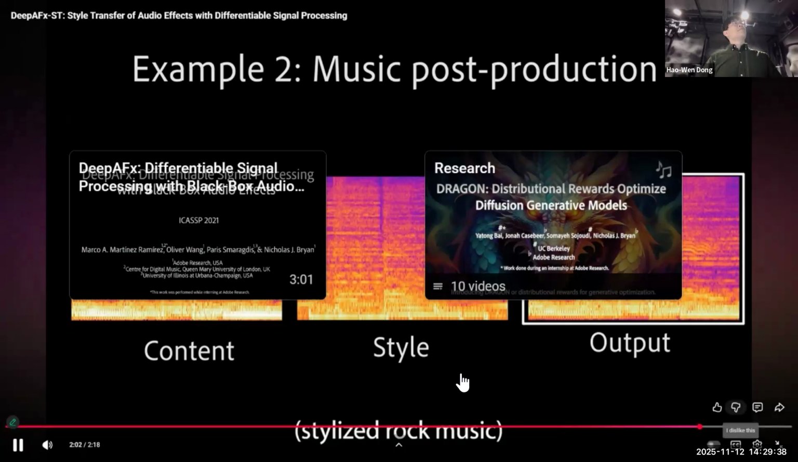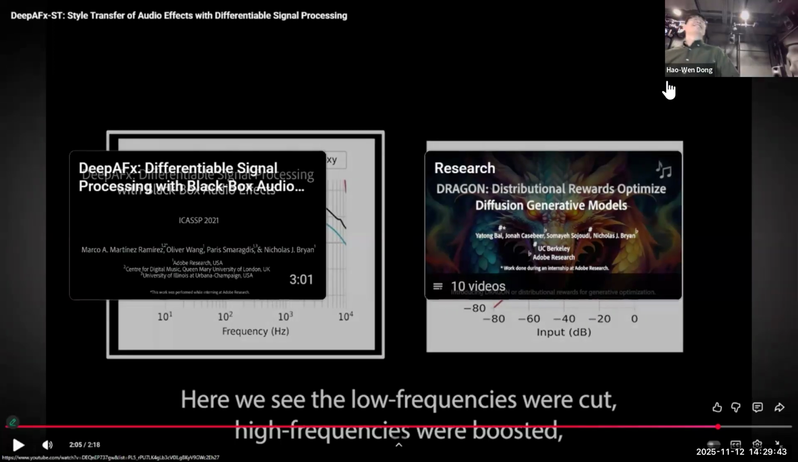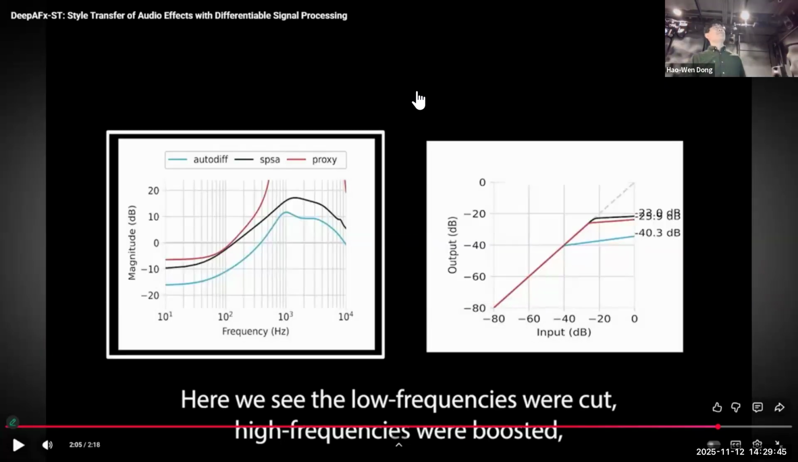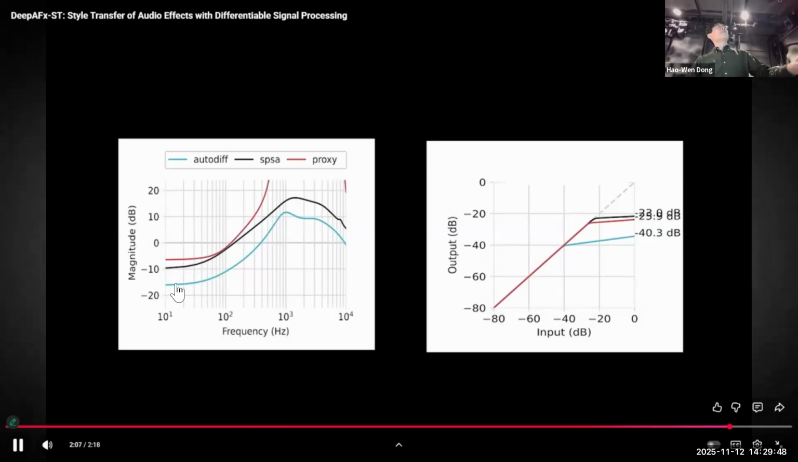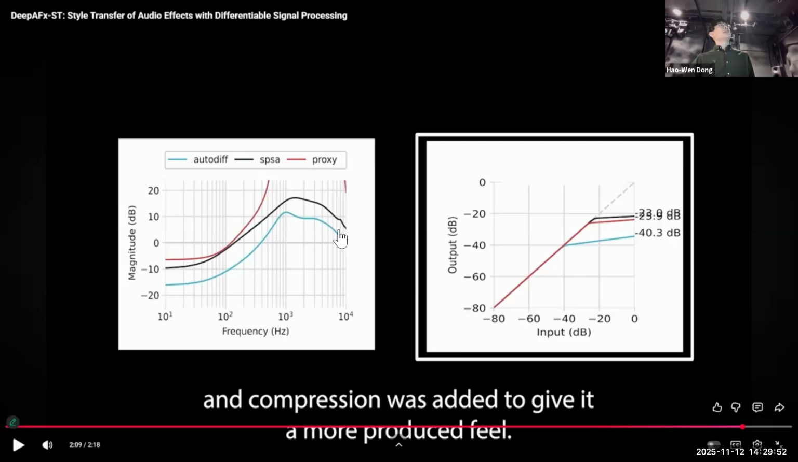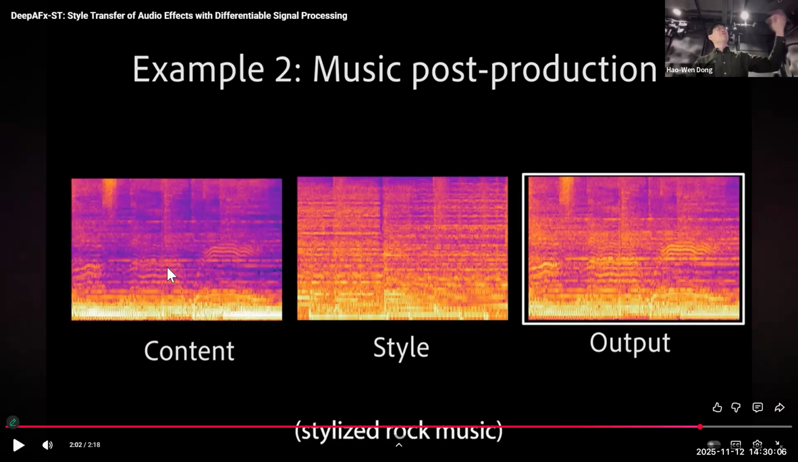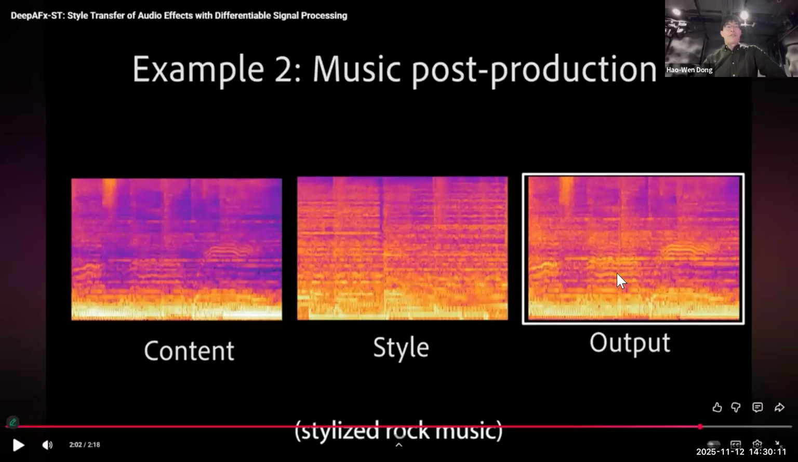Here we see the low frequencies were cut, high frequencies were boosted, and compression was added to give it a more produced sound. So you see that this is the prediction, and you want it to map to that. It will actually learn the EQ that highlights the high frequency part. As you can see here, the high frequency parts are just gone in your original unprocessed audio. Now you boost them to highlight the high frequency part.